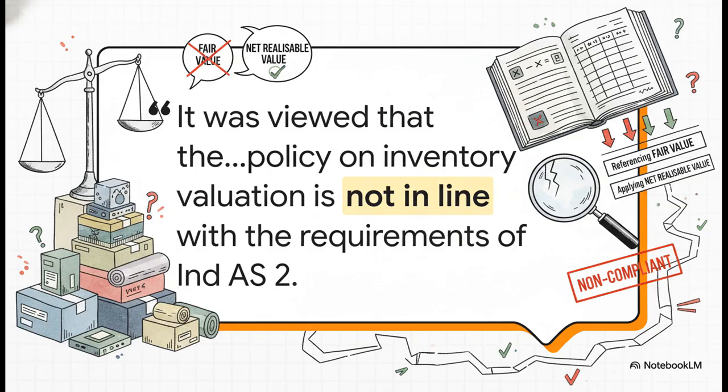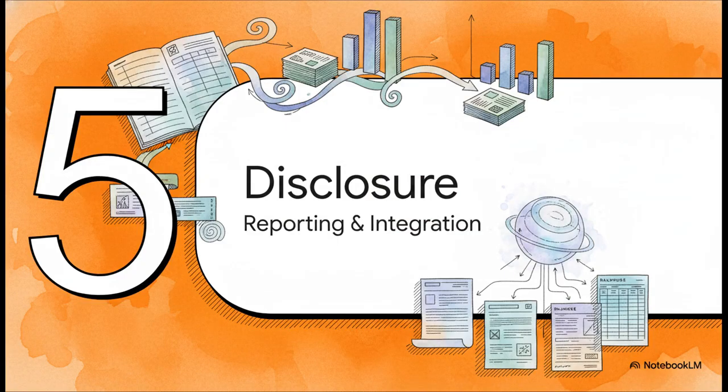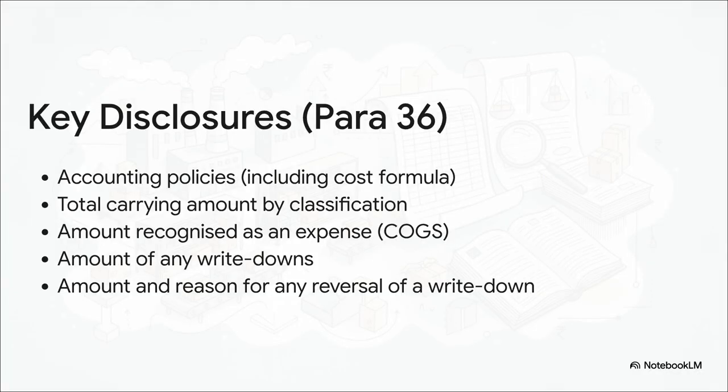Okay, finally, let's tie all of this together and see how this detailed technical accounting actually culminates in transparent reporting in the financial statements. Paragraph 36 gives us a very clear, non-negotiable checklist for our disclosures. You have to disclose your accounting policies, including the cost formula. You need to break down the total inventory by classification, and you must disclose the amount expensed as cost of goods sold, any write-downs, and, critically, the details and reasons for any reversals of previous write-downs. These are absolutely mandatory for compliance.